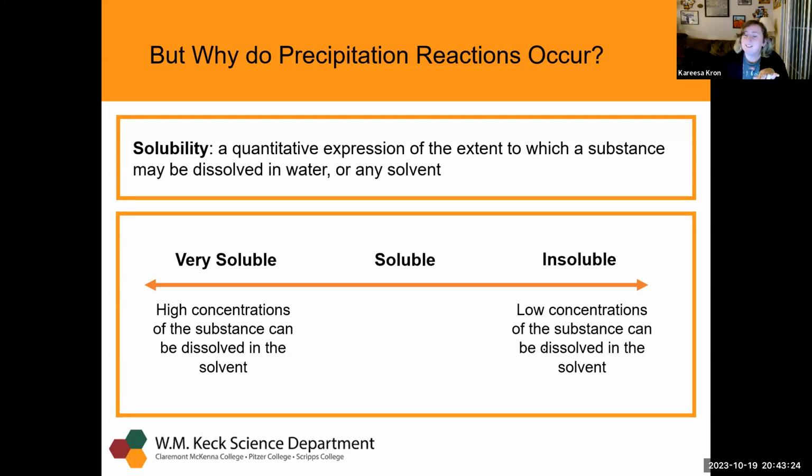If something is insoluble, what that means is that only very low concentrations of that substance can be dissolved into water or the solvent. And so it doesn't take long of adding whatever the solid is to that solvent for it to just look like we have solid product here. So it's not really falling apart in the solution.